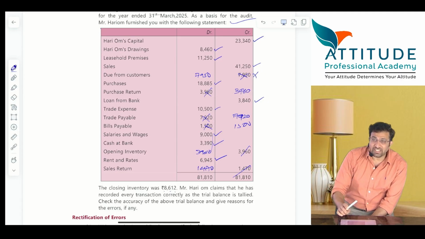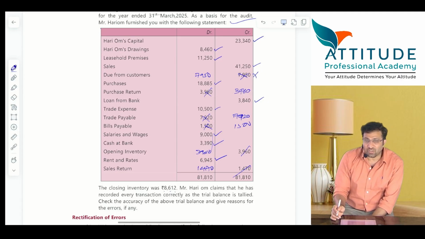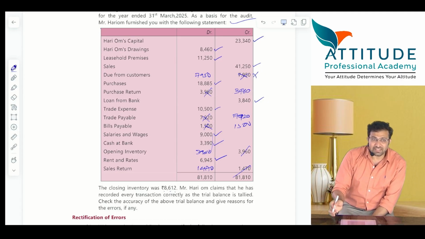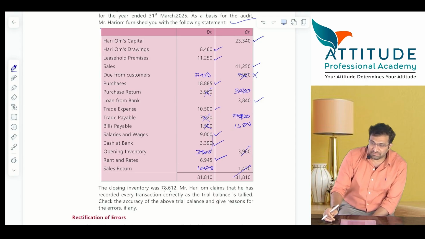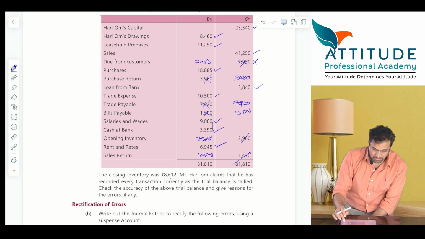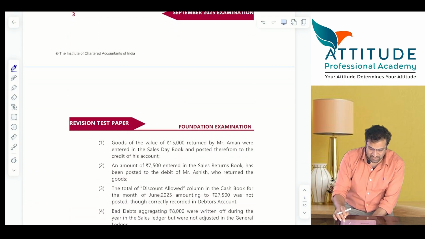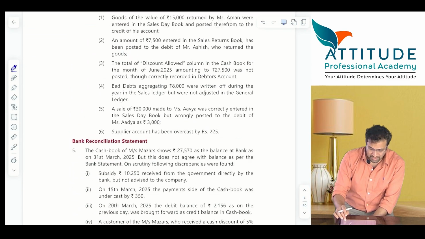Because it is not for the year ending. Only trading P&L account is for the year ending. Trial balance is the balance as on 31st March. Corrected trial balance as on 31st March.